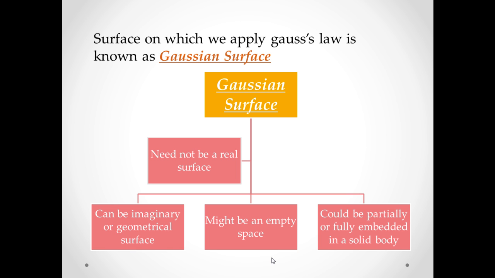Now, the surface on which we apply Gauss's law is known as a Gaussian surface, which need not be a real surface. A Gaussian surface can be an imaginary or geometrical surface which might be in empty space, or it could be partially or fully embedded in a solid body.